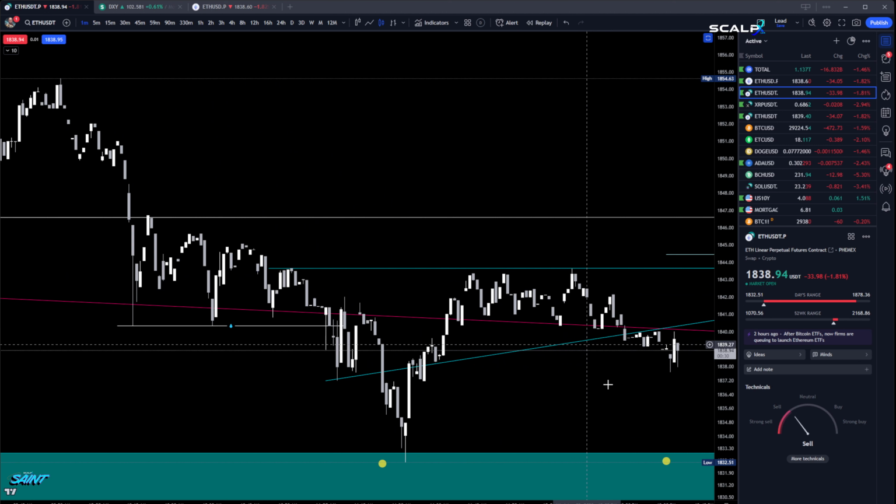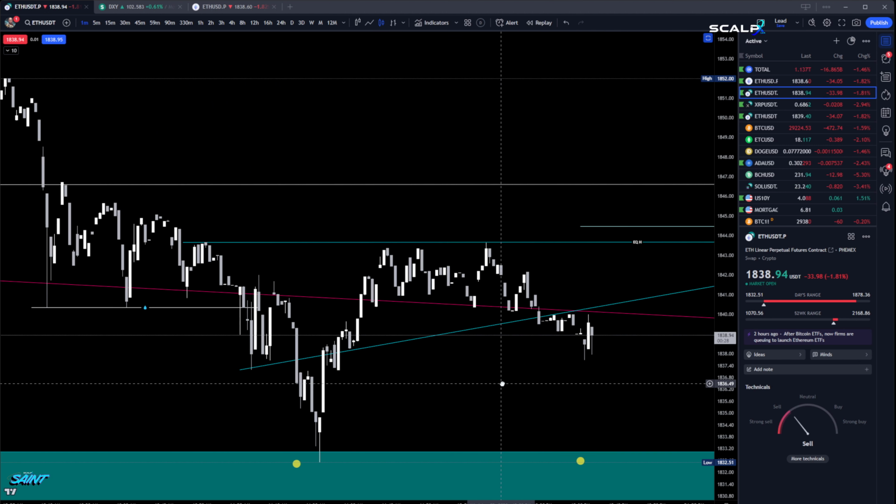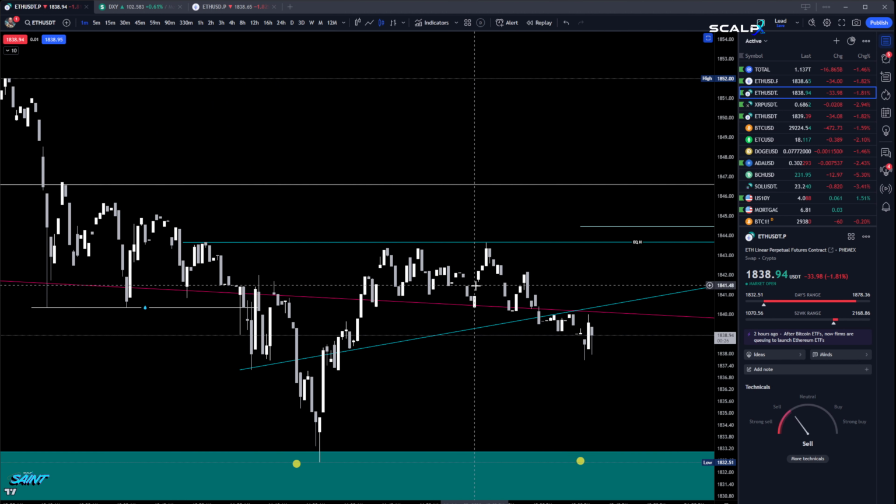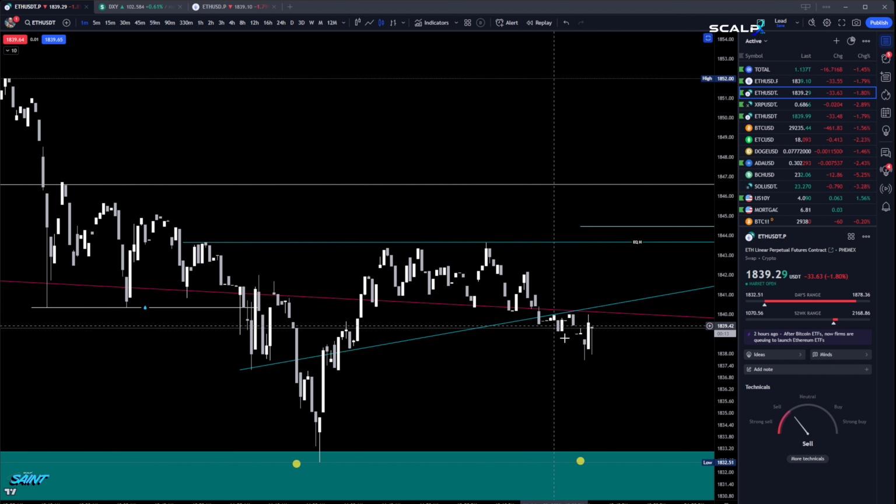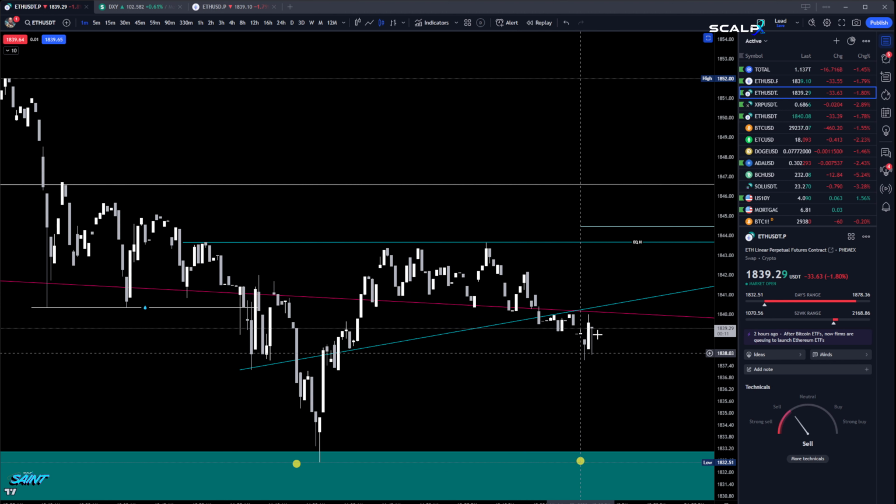Hard to use these, but just to give you guys an example of what gap ups and gap downs look like. You see these little gaps in between candles? Those are your gaps. So gap down, obviously price kept going. Smaller gap down, price went down. Gap down, gap down.